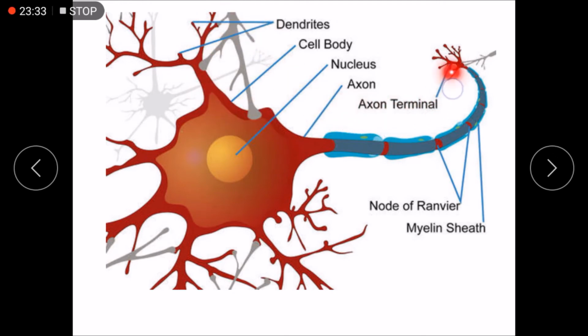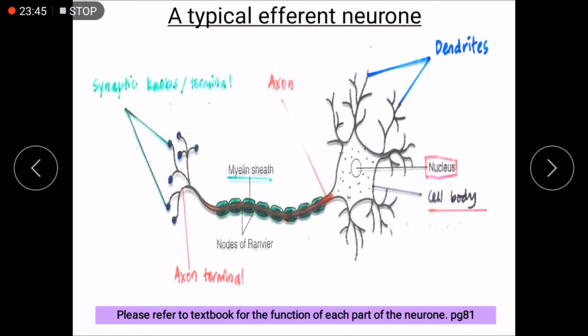When you have nerve to nerve, they have gaps. They are not touching. They will have a small gap, and the small gap is known as the synapse. You can refer to your textbook for the function of each part, on page 81. If you don't have the textbook, you can go for a reference book. If not, you just Google, no problem. Put it inside your notes.